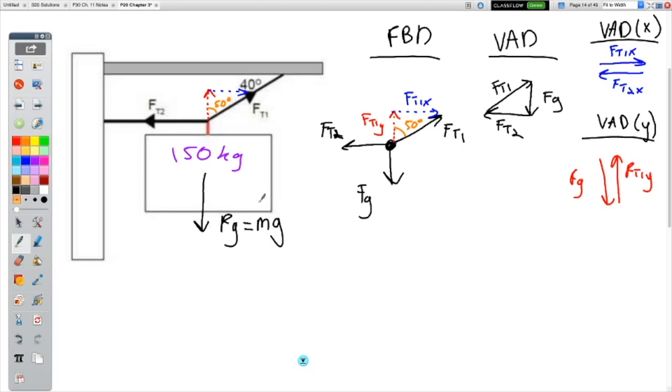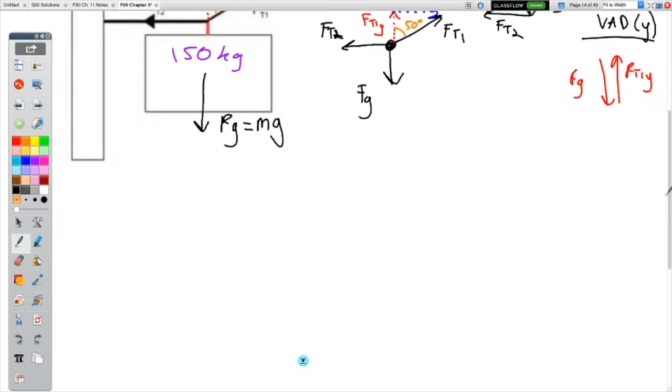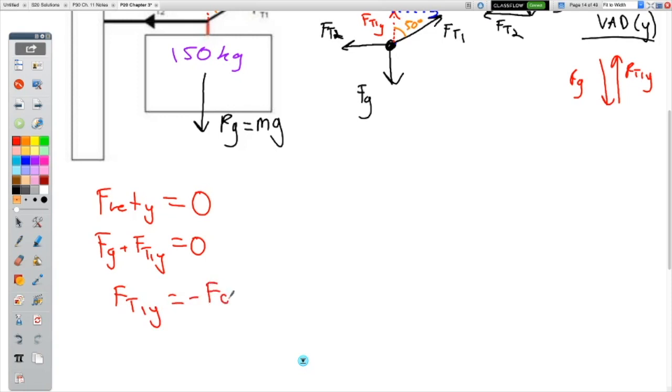So since I can find that right off the bat, it's probably the axis, the y-axis, where I'm going to want to start working, because I can get that, which means, hey, hang on, if I look at my VAD and the y, if I know Fg, well, I know Ft1y is equal but opposite, and the math will show us that as well. So let's start in the y-axis. F net y equals 0, Fg plus Ft1y equals 0, and like we just said, that means Ft1y equals negative Fg.